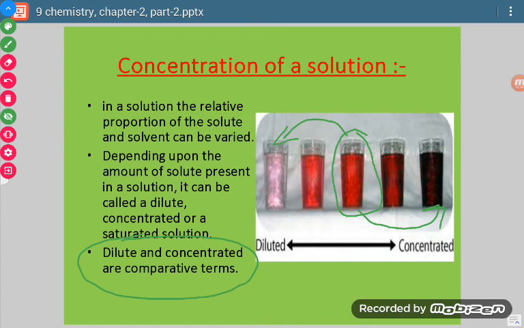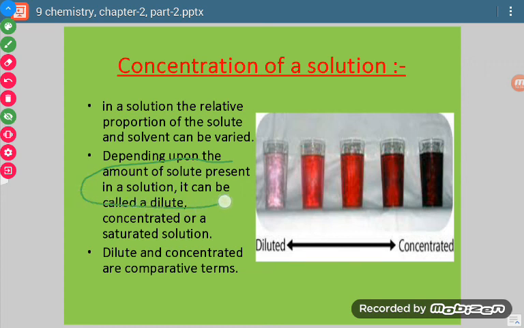Okay. Now this thing is called concentration. Now what is deciding the concentration? The amount of solute is deciding the concentration of the solution. So what is concentration? Concentration of a solution is the amount of solute present in it.